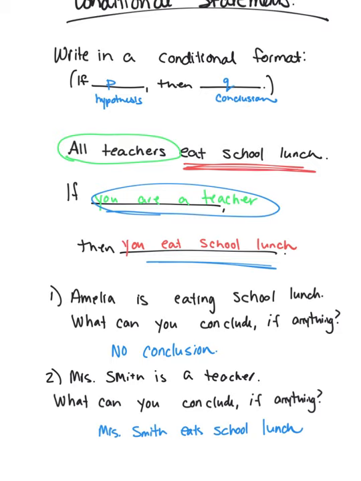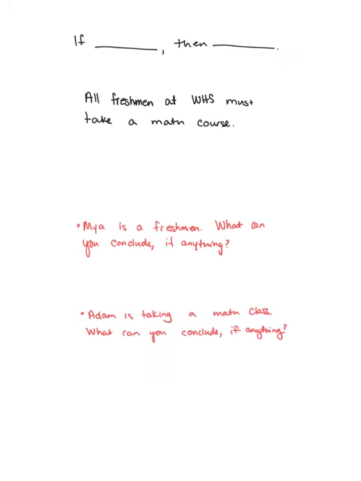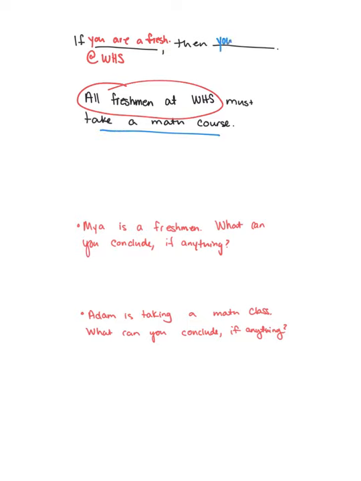Let's look at one more example. We are given the statement, all freshmen at WHS must take a math course. If I want to turn this into a conditional statement, I would again go ahead and identify my hypothesis and my conclusion. So I would say, if you are a freshman at WHS, then you must take a math course.